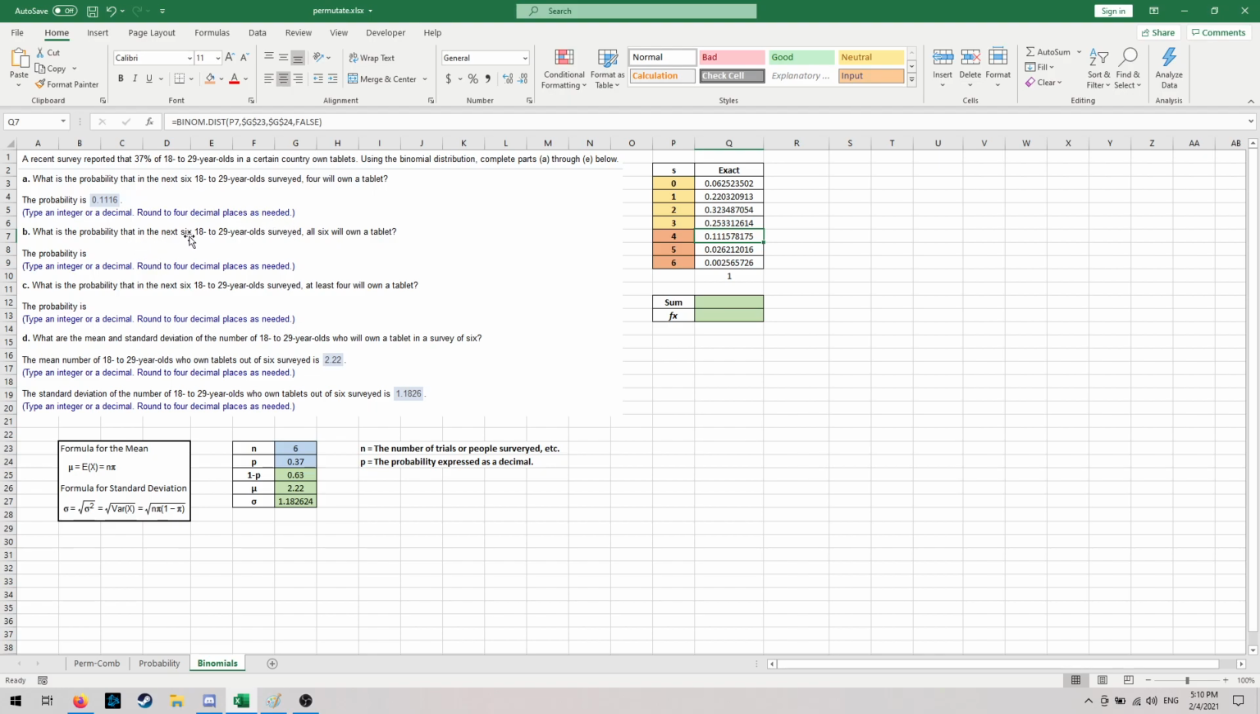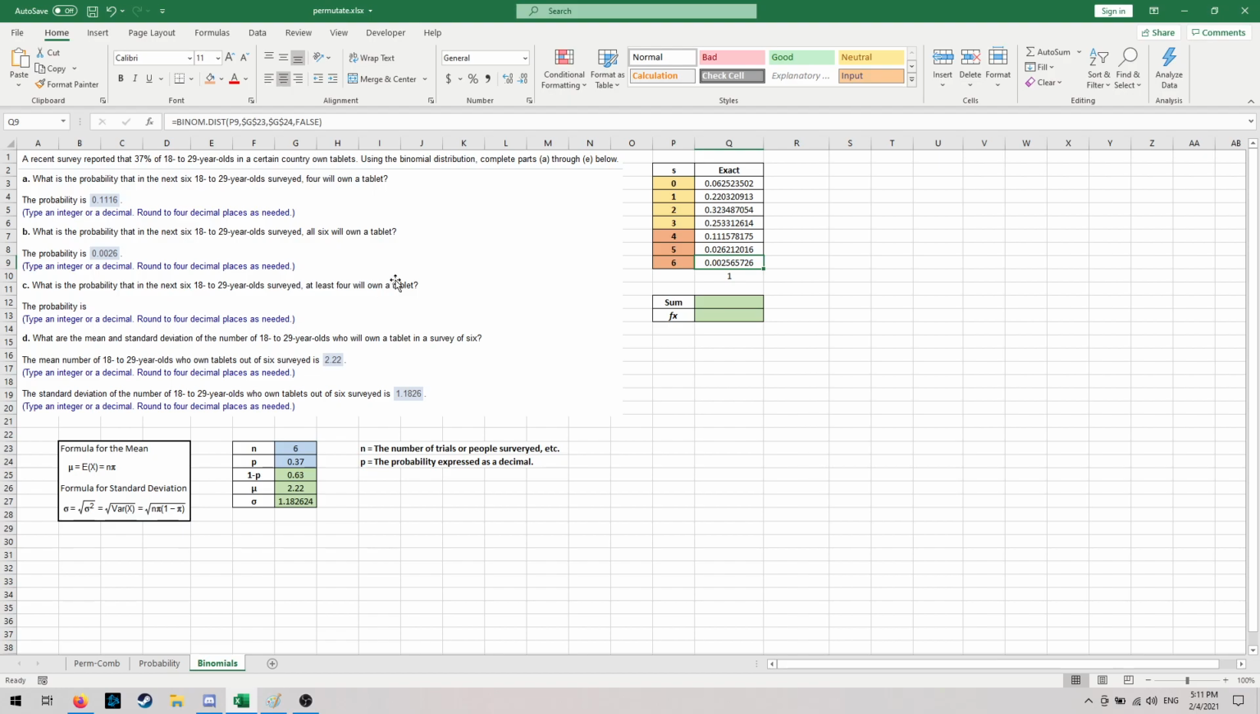And B will ask us, what's the probability that all 6 people will own a tablet? So we can actually just look right here, right next to 6 at our function there, and we'll see that there's a little less than 1% chance that 6 people will own a tablet. And these are the same. We've just rounded that 5 up to a 6. So we can see that we get the right answer here by matching it to our table.